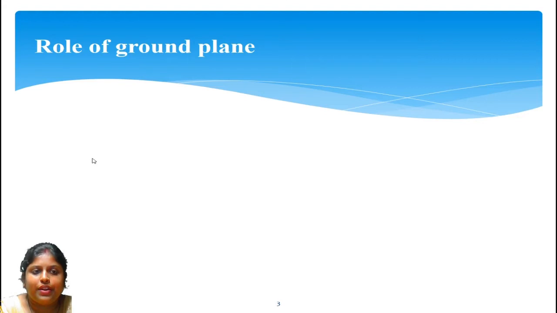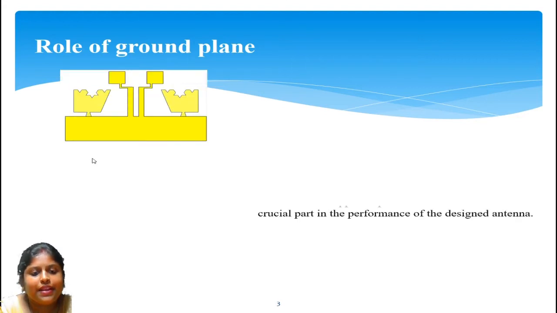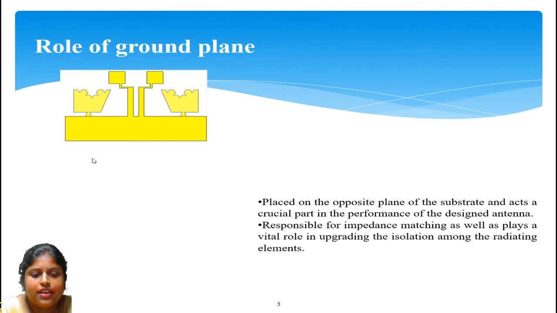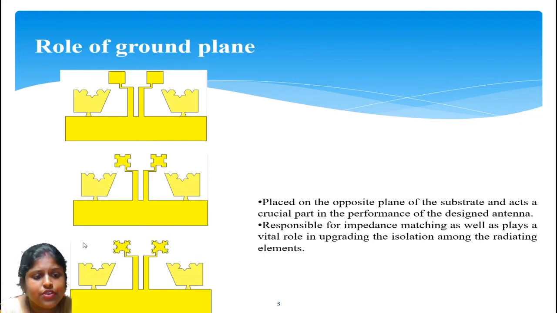Now the ground plane. The ground plane is placed on the opposite side of the substrate, and it plays a very significant role in the performance of the designed antenna. This ground plane not only improves the impedance matching, but it also upgrades the isolation among the radiating elements. First, a rectangular shaped ground structure is introduced. After that, a Minkowski fractal structure up to the second iteration is implemented.